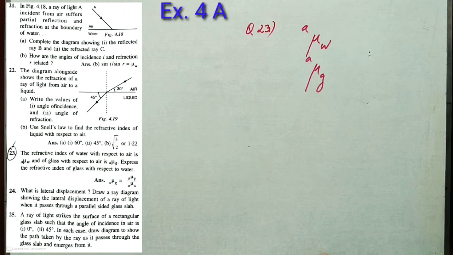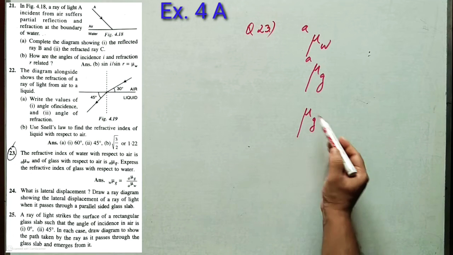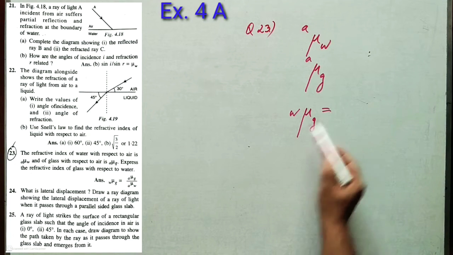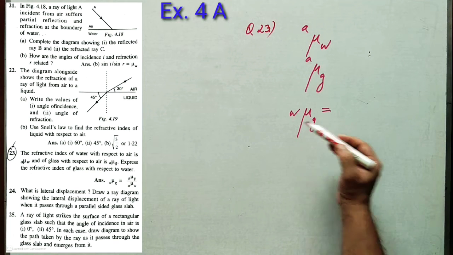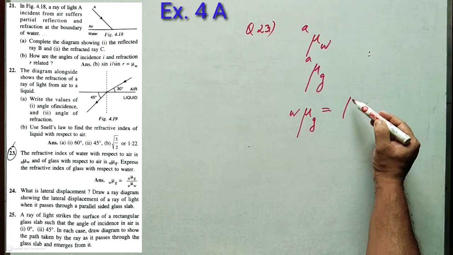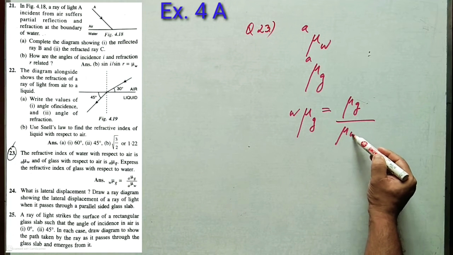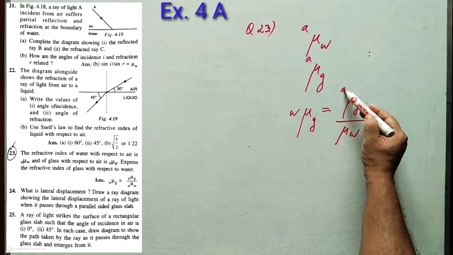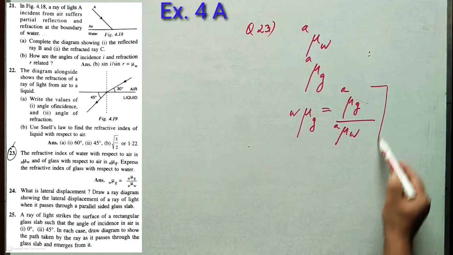The answer lies in the question itself. Read the question again: express the refractive index of glass with respect to water. So we can write, refractive index of glass with respect to water is equal to, the answer lies in the question itself. You just write the answer as you read the question. Ratio between refractive index of glass divided by refractive index of water. So refractive index of glass with respect to air upon refractive index of water with respect to air. So this is the answer.